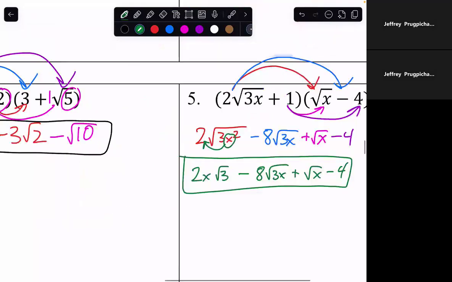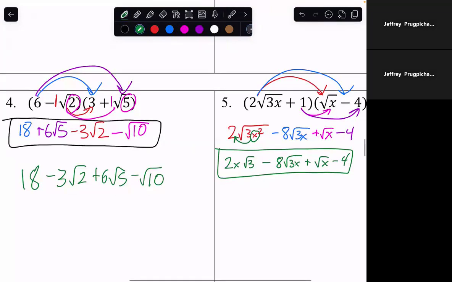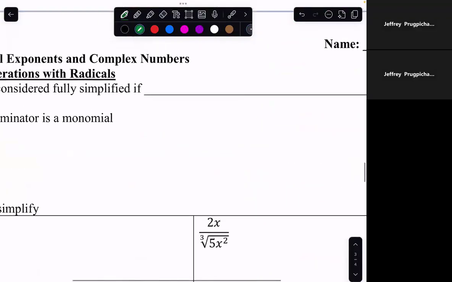All right, so questions about either of those multiplication problems? Yes, oh, that's okay. So if you, for example, wrote it like this, that's completely fine. Okay, any other questions? Okay, so we did addition and subtraction. We did multiplication. That leaves division. Okay, so moving on to the third page.